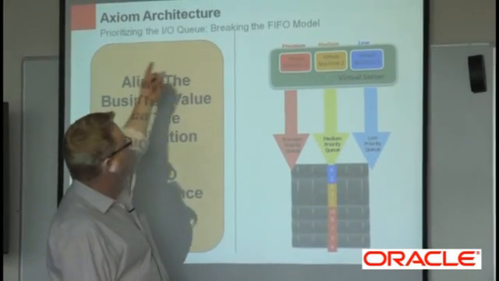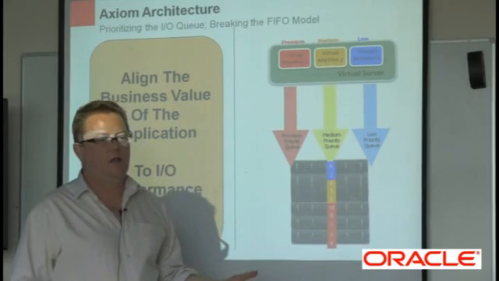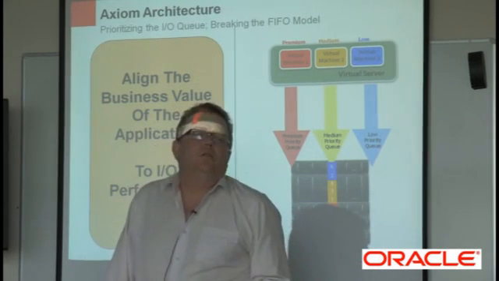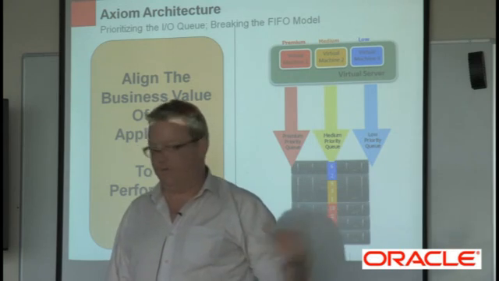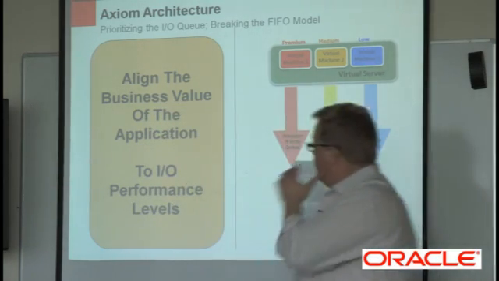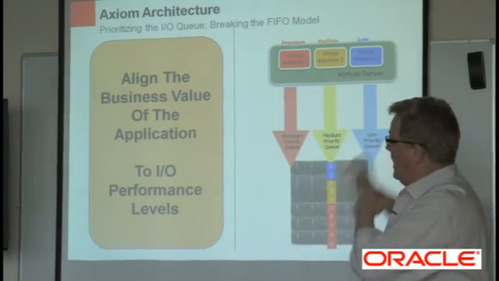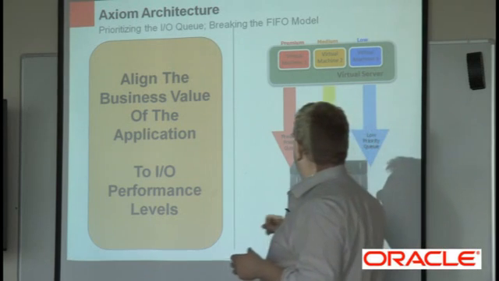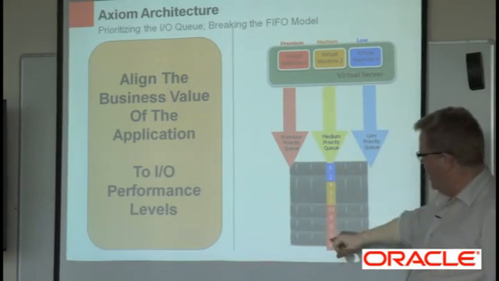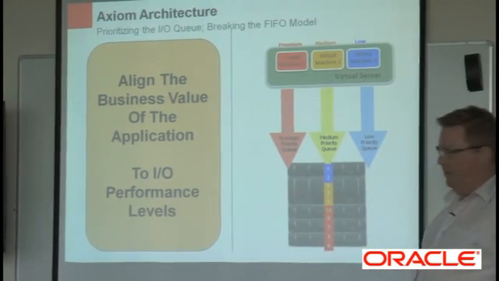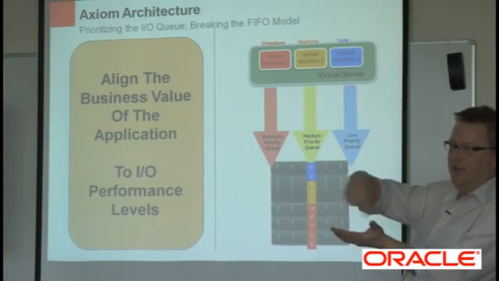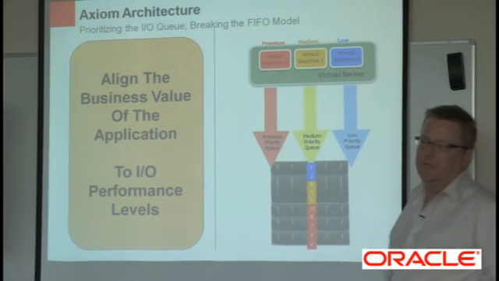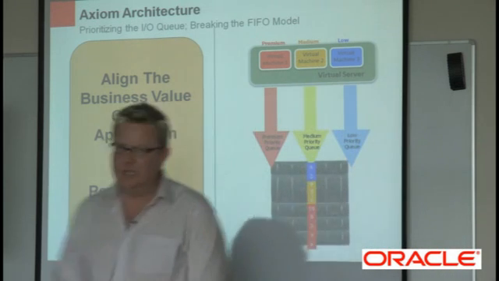What it does is it prioritizes the I/O queue: what's going in, what's going out. So it knows input, output, I/O queue, and where to put the information. It lines up the business value of the application with the I/O performance. So 10 important, 10 SSD flash, 6 and 2, for instance, 7,200 spinning disk. Does that make sense?